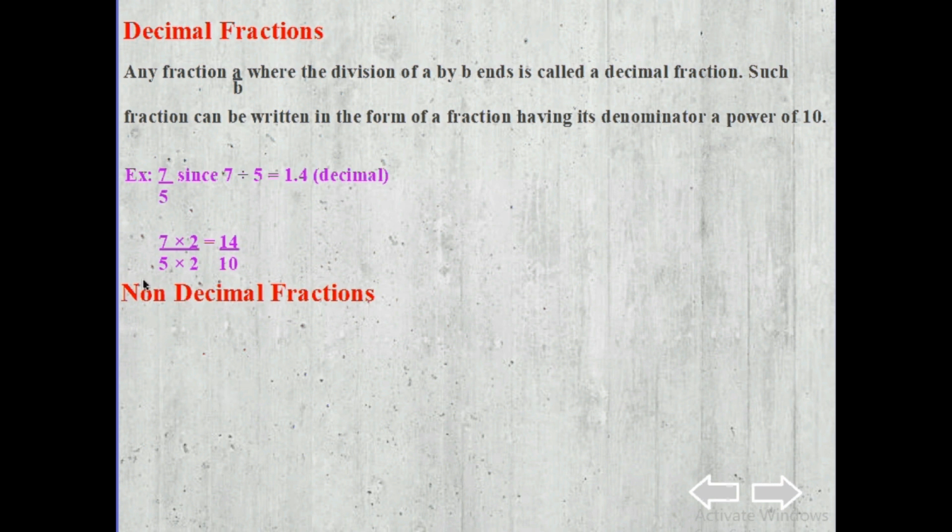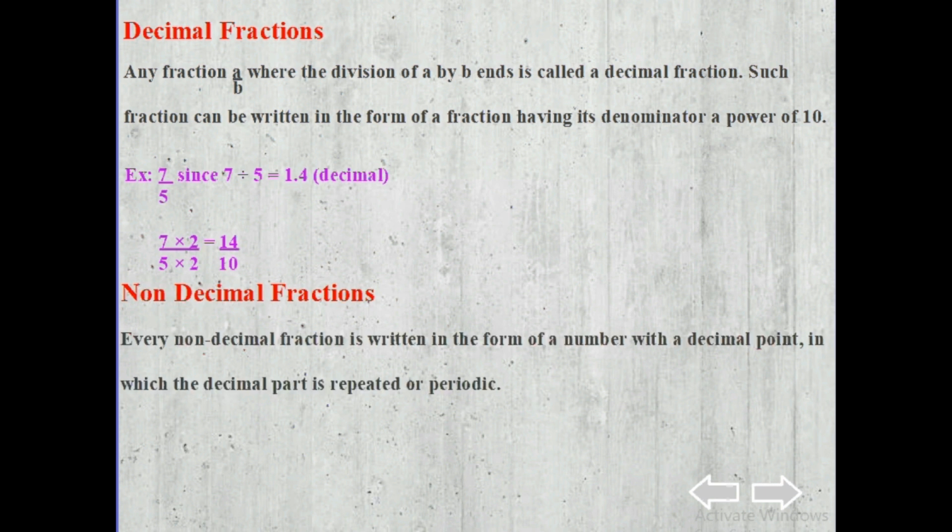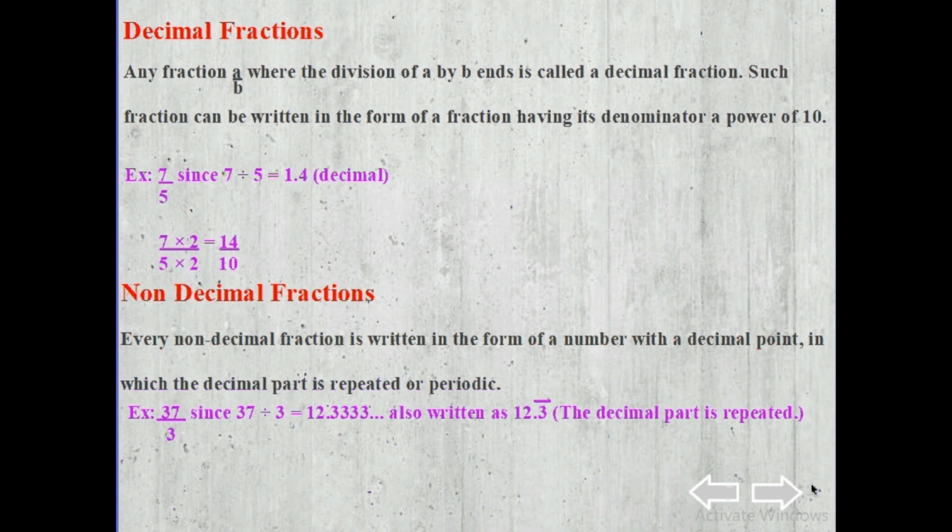Non-decimal fractions. Every non-decimal fraction is written in the form of a number with a decimal point in which the decimal part is repeated or periodic. Example: 37 over 3. Since the quotient of 37 over 3 has a decimal part that is repeated, this fraction is called a non-decimal fraction.